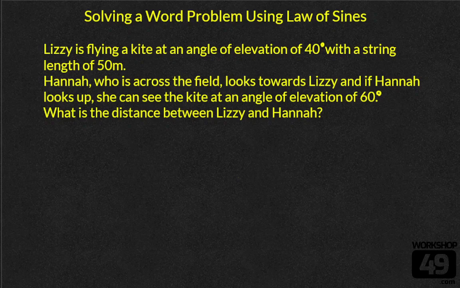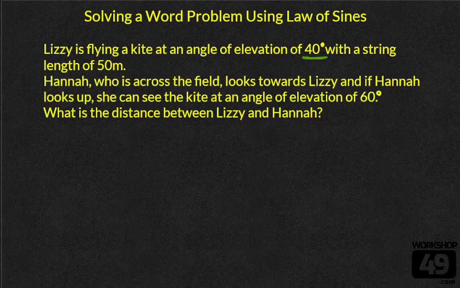Hey everyone, let's solve a word problem using law of sines. First thing we're going to do is highlight some key information. Lizzie is flying a kite at an angle of elevation of 40 degrees with a string length of 50 meters.